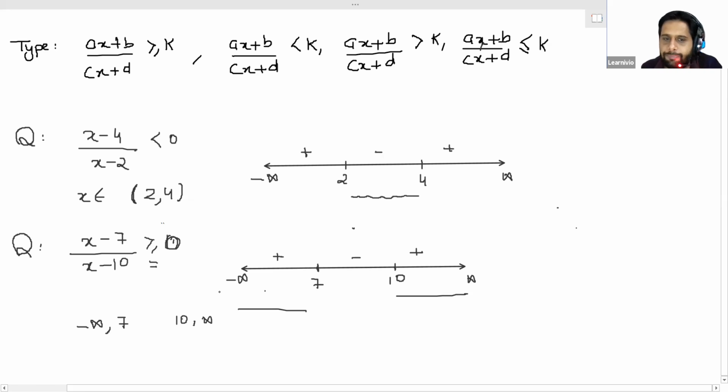Okay, so John, can you tell me 7 will be in closed interval or open interval? Open. Closed. Okay, because this is greater than or equal to 0. So whenever we have an equal to 0, we will close this. Now this 10 will be in open or closed? John, this will be closed.